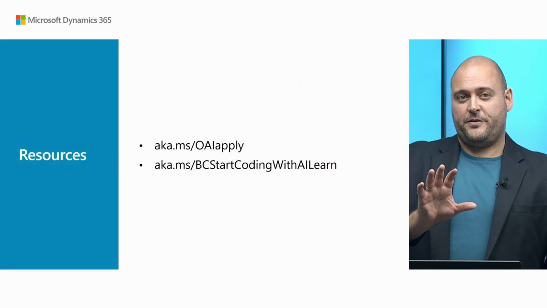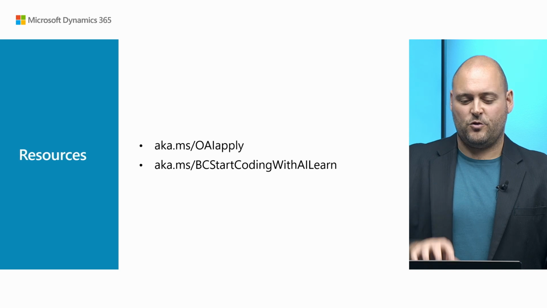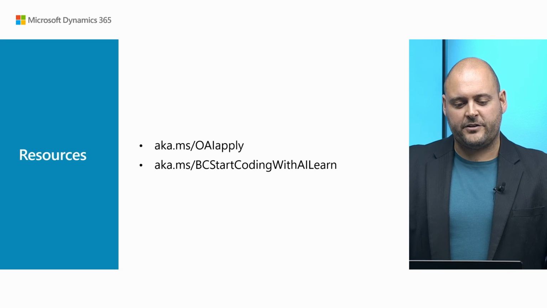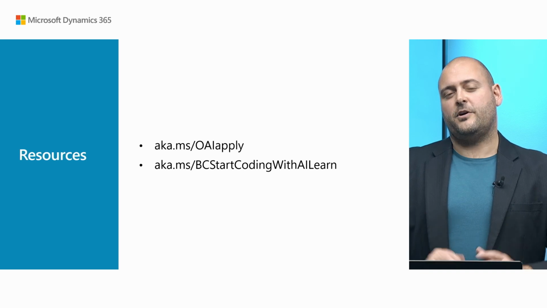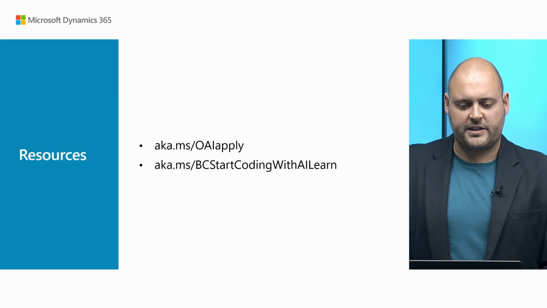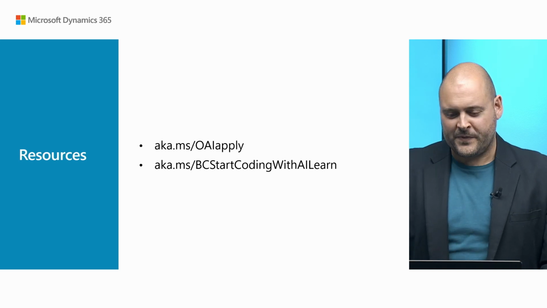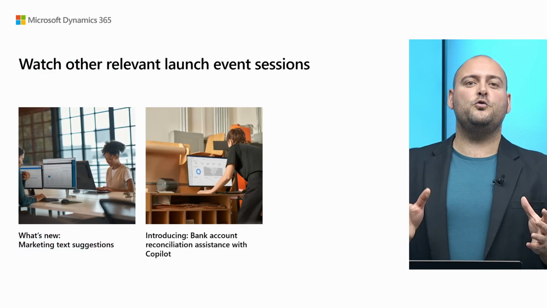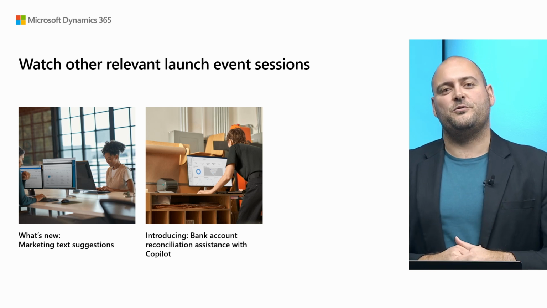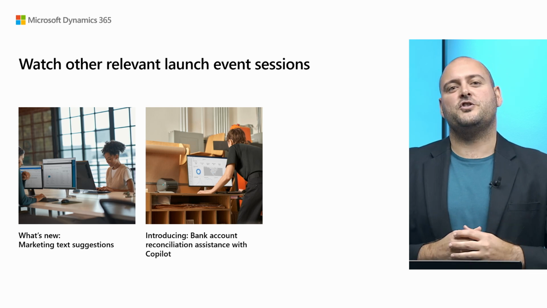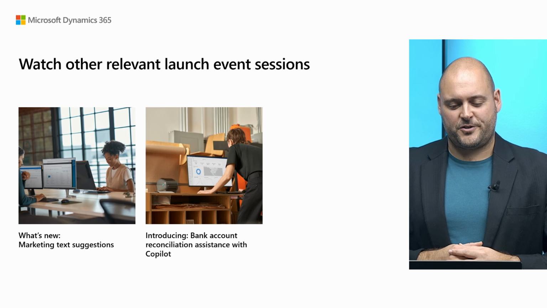A couple of resources to leave you with, so you can proceed from here and start writing your code. First of all, as Derek mentioned, make sure you get your Azure OpenAI key. Go to aka.ms/OAI apply. Secondly, we've taken a whole bunch of documentation and guidelines that I mentioned earlier. You'll find them at this link here, aka.ms/BC start coding with AI learn. If you still have a bit more time and you're looking for inspiration, we've got two Copilot capabilities in the box with Business Central. So go check out the dedicated sessions where we deep dive into each one: marketing text suggestions and bank account reconciliation assistance.